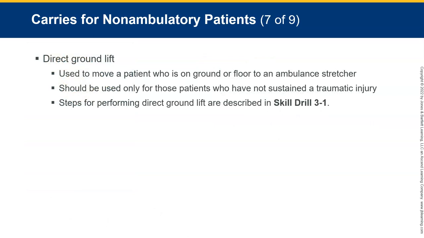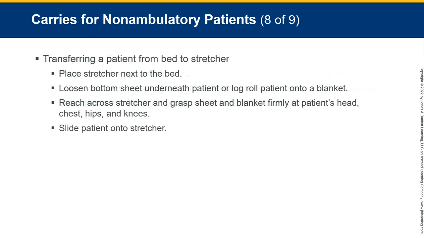Direct ground lift, used to move a patient who is on the ground or the floor to an ambulance or stretcher. Used for those patients who have not sustained a traumatic injury. That's one thing you need to think about with these: is there potential that they have a cervical spine injury? If they've had trauma and a chance of cervical spine injury, then we do need to think about the way that we are moving them from the scene onto a board or into the ambulance or whatever. So this has a skill drill attached to it. You'll practice this in lab, and you also have those little sheets that show you the skill drill itself.